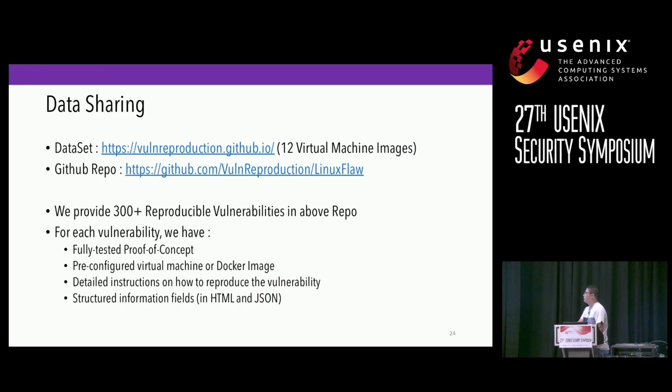We have open sourced our dataset in this GitHub repo. We have prepared 12 virtual machine images and more than 300 reproducible vulnerabilities in this GitHub repo. For each vulnerability, we provide a fully tested PoC file and a pre-configured virtual machine or Docker image. With those detailed instructions, you can directly try it yourself to reproduce the vulnerability or try it in our prepared virtual machine.